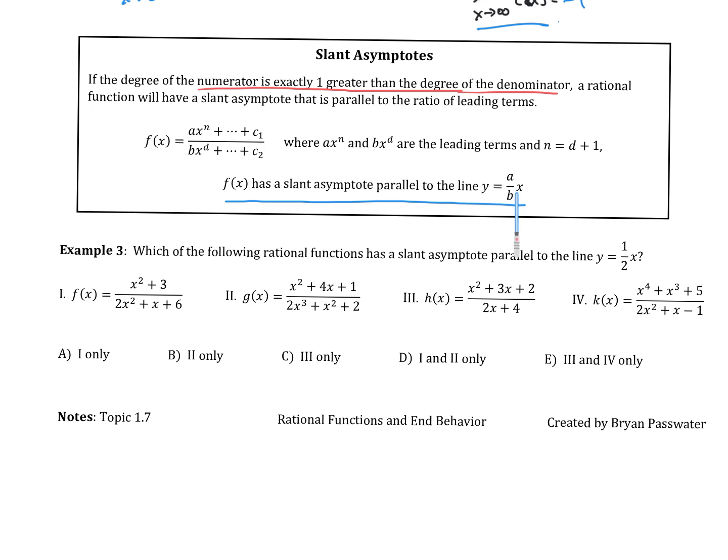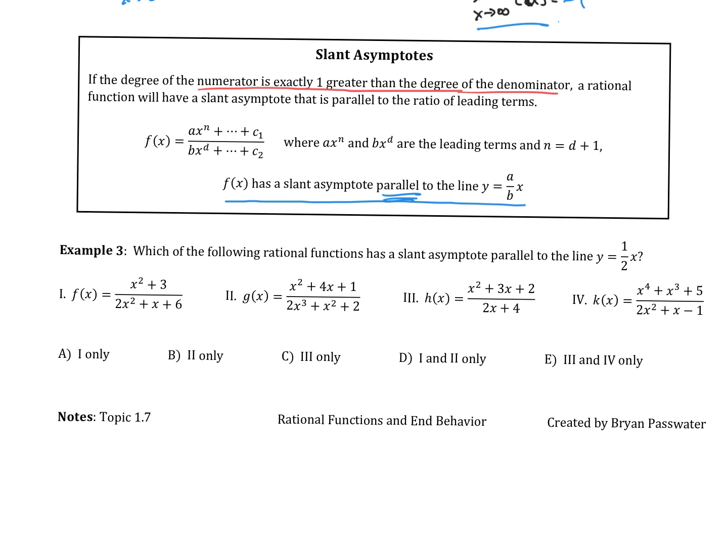I'd star that if I were you. Our slant asymptote is parallel to it. That is not actually the slant asymptote, but it's parallel to that line. Later on this year, we will get to the actual slant asymptote, but it requires long division.